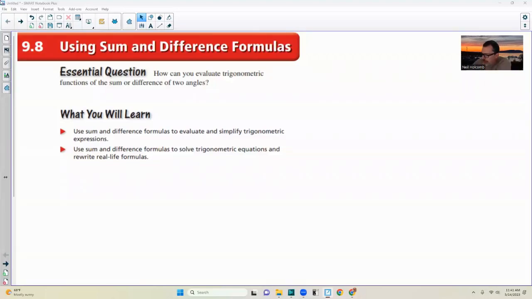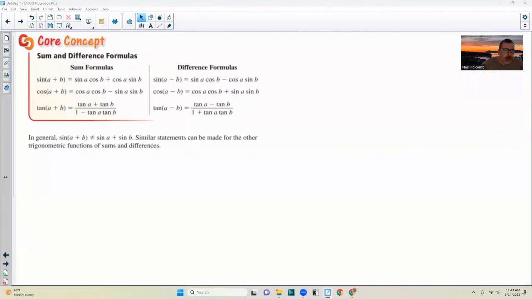Okay, this is chapter 9.8, the last chapter in our chapter section in chapter 9, using sum and difference formulas. The essential question in this section is, how can you evaluate trigonometric functions of the sum or difference of two angles? So what you will learn in this section is how to use sum and difference formulas to evaluate and simplify trigonometric expressions. And we'll use sum and difference formulas to solve trigonometric equations and rewrite real life formulas. So without any further ado, let's take a look.